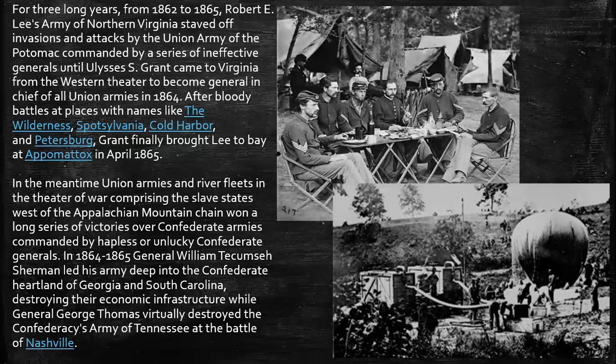For 3 long years, from 1862 to 1865, Robert E. Lee's Army of Northern Virginia staved off the invasions attacked by the Union Army of the Potomac, commanded by a series of effective generals, until Ulysses S. Grant came to Virginia from the Western Theater and became the general-in-chief of all the Union armies. After bloody battles took place in places like the Wilderness, Spotsylvania, Cold Harbor, Petersburg, Grant finally brought Lee to bay at the Potomac. In the meantime, Union armies and river fleets in the theater of the war, comprising the slave states and the Western Appalachian Mountain chain, won one long series of victories over Confederate armies and hapless or unlucky Confederate generals.